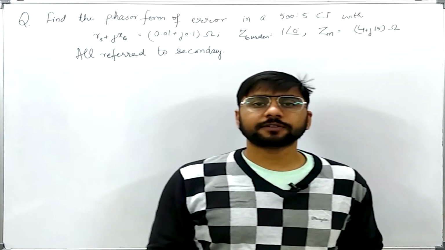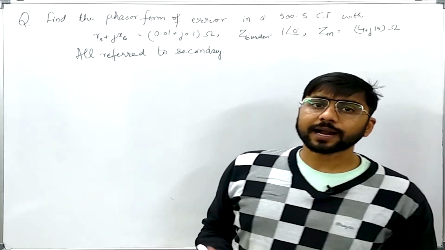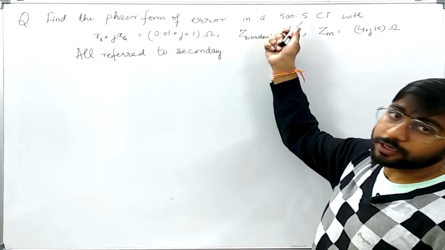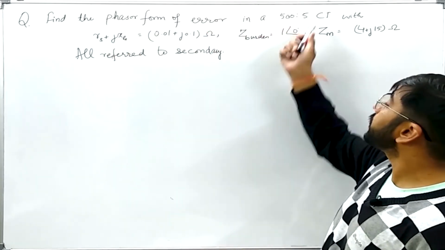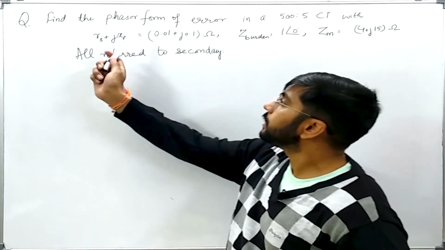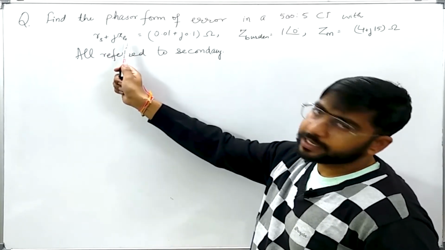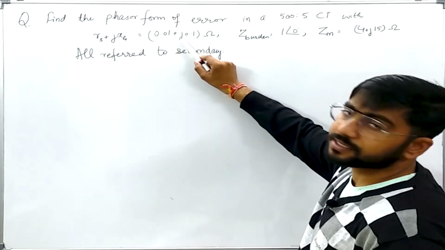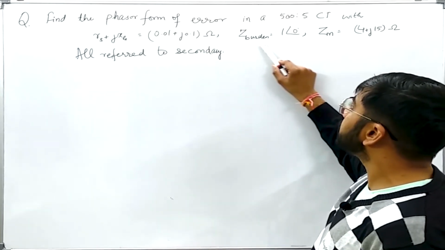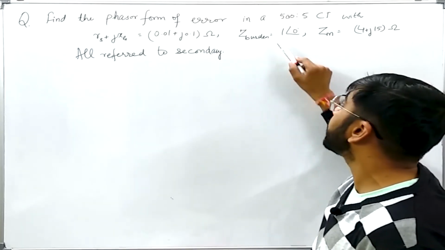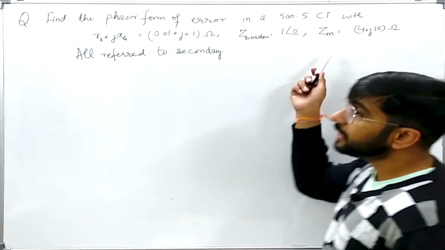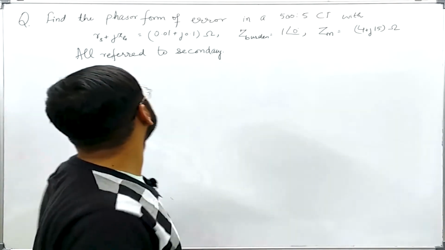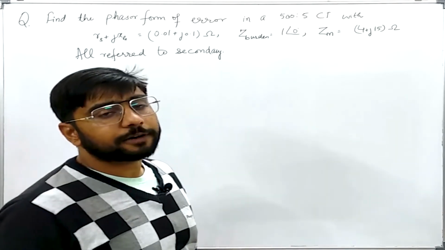Now let us see what is the question. We are asked to find the Phasor form or the vector form of the error in a CT having 500:5 CT ratio, and the winding resistance and the leakage reactance on the secondary side given as 0.01 plus j 0.1 ohm. The burden is resistive, 1 angle 0 degree ohms, and the shunt branch impedance is equal to 4 plus j 15 ohm. Now all these quantities are referred to the secondary side.